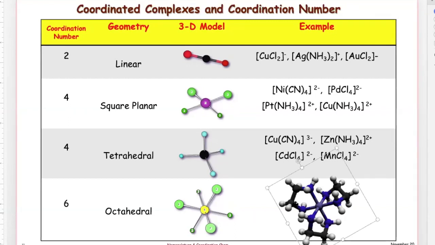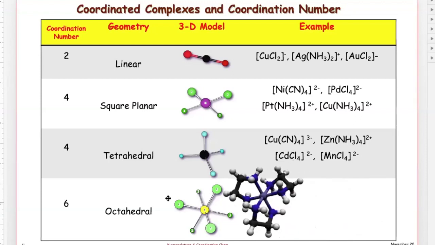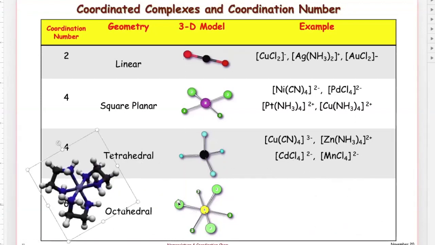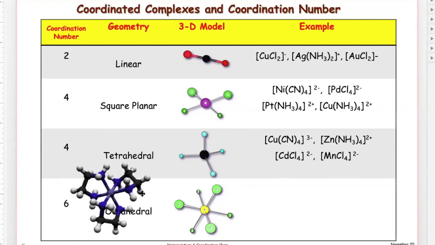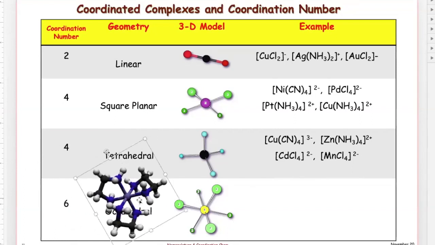The reason why it's called an octahedral geometry is because if you look at this and connect all these atoms together, what you have is 8 faces. 4 faces on top, 4 faces on the bottom. 4 + 4 is 8. That's why it's called an octahedral geometry. This chemical that I'm moving around is also octahedral.